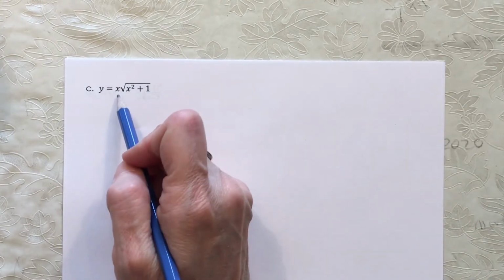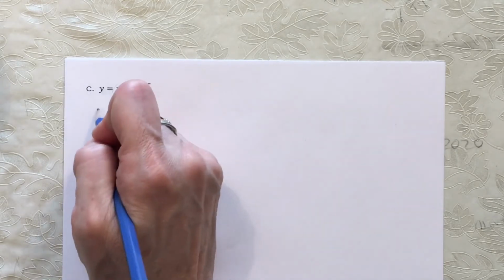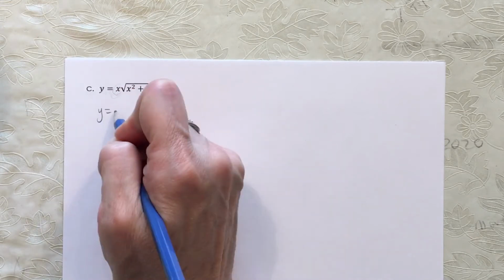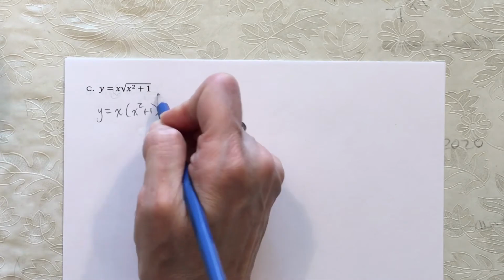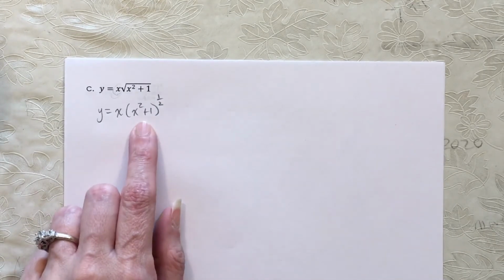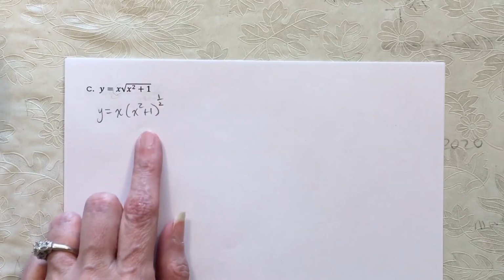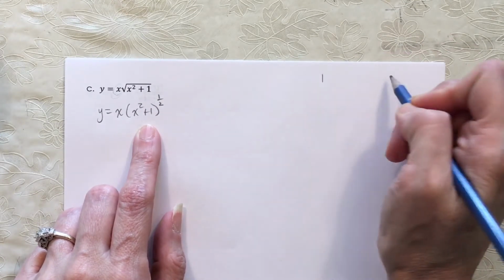So it looks harmless enough, but here we see that we have x, a function of x, multiplying by another function of x. So first I'd probably rewrite it or just go to my chart: x times x squared plus 1 to the 1/2. So I know it's a product rule, but because of the x squared plus 1 to the 1/2, the chain rule is going to be involved as well.